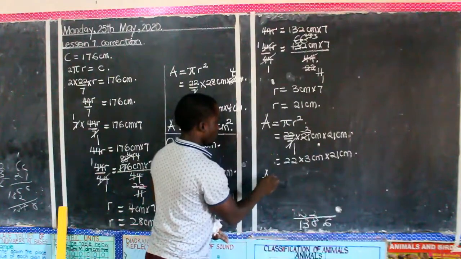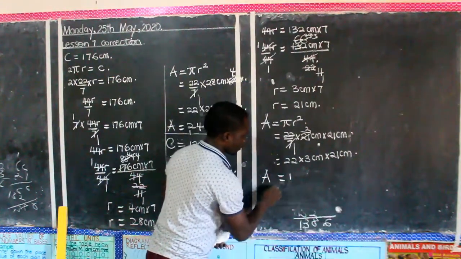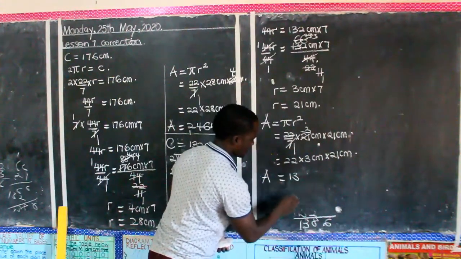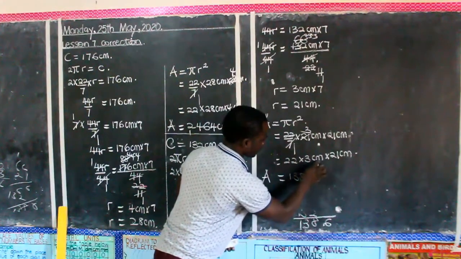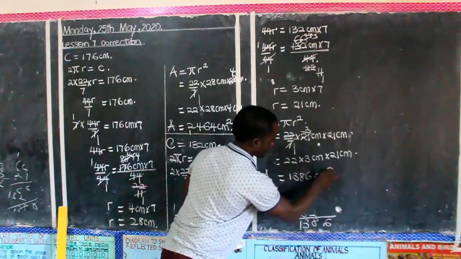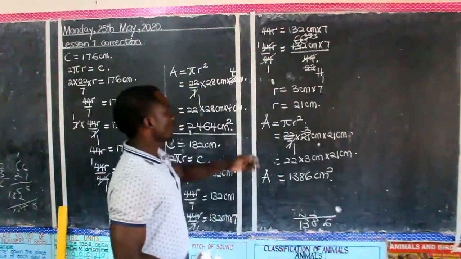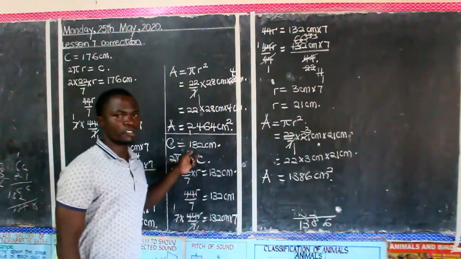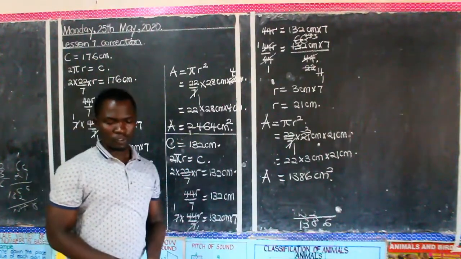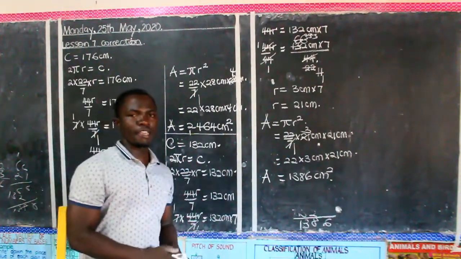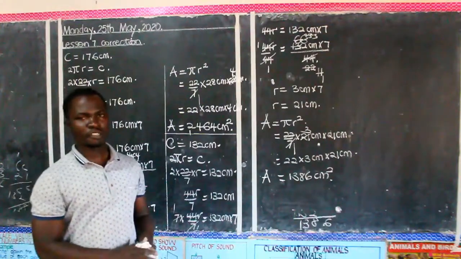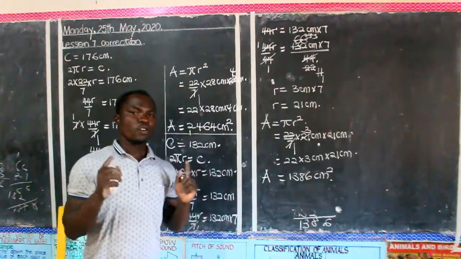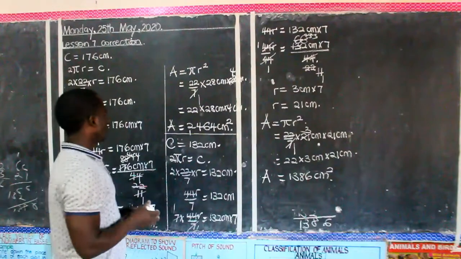So the area of our figure here is 1,386 square centimeters. So that is the area of our circle, whose circumference is 132. So today we are going to look at area of parts of a circle.